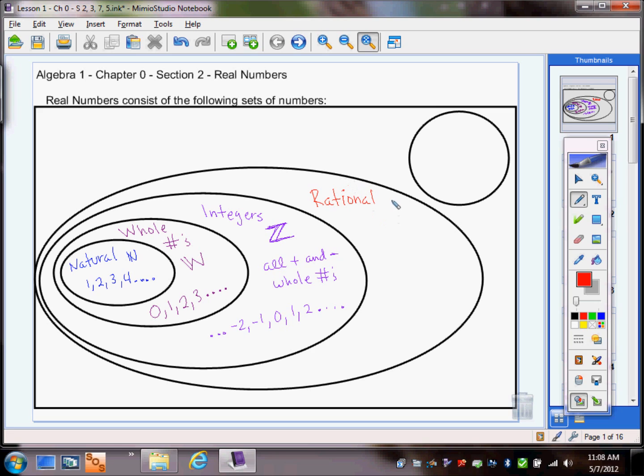Okay, next we have what's called rational numbers. The technical definition is numbers that can be written as a fraction. Now what does that mean? What it means is it's all of the integers. I can write these as a fraction if I want to, I just have to put them over 1. It's all of the fractions.